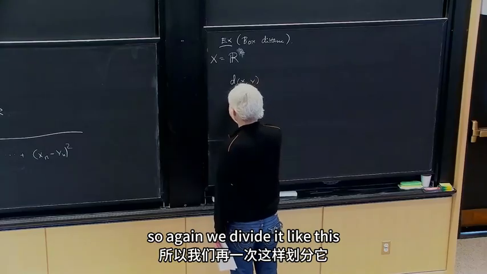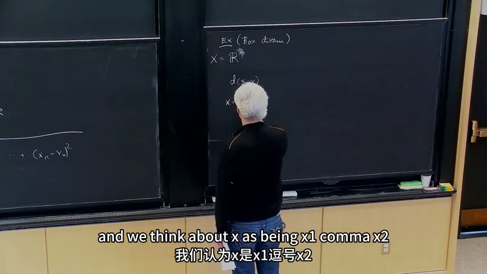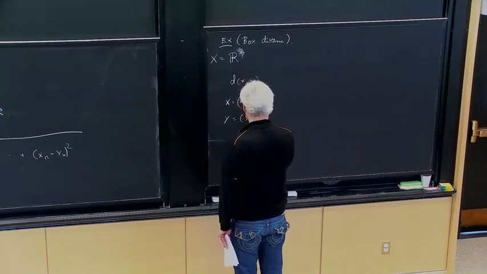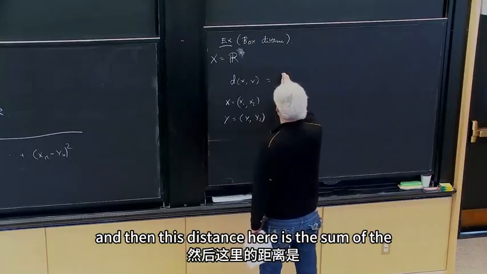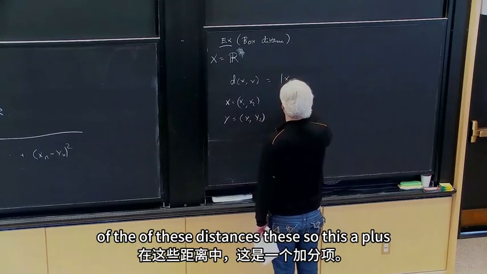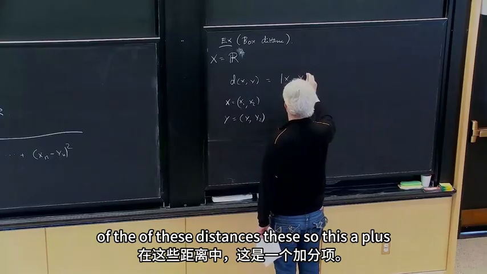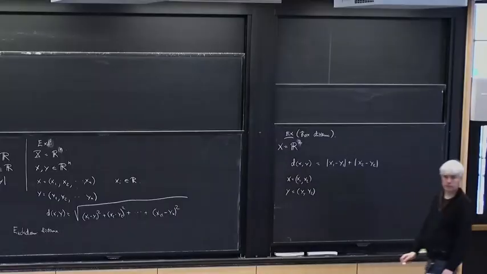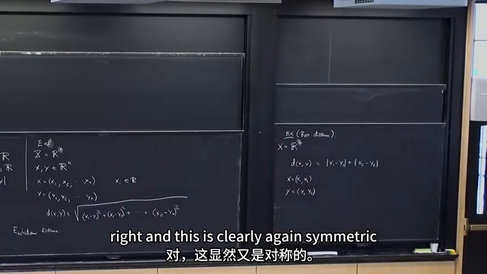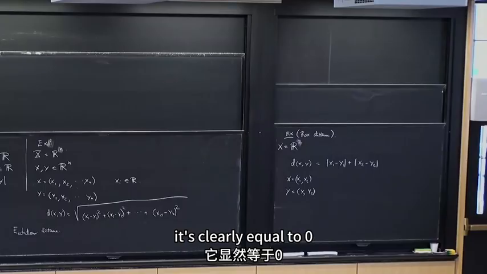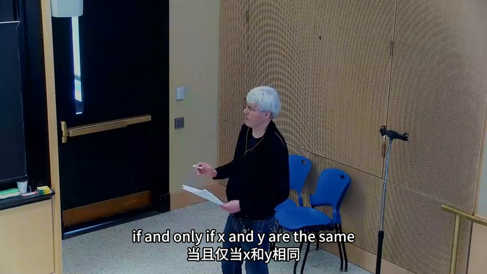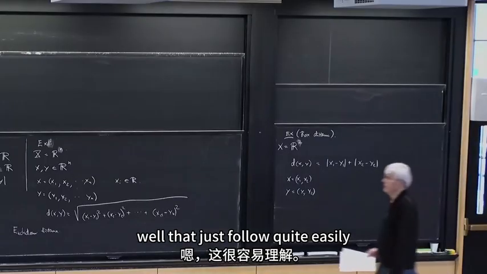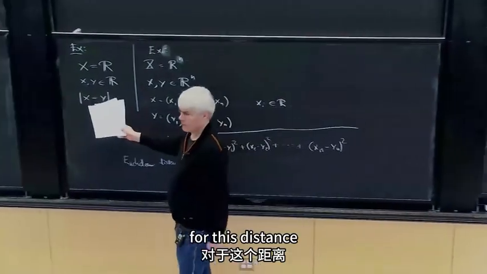So again, we write it like this, and we think about x as being x1, x2, where these are real numbers, y equal to y1, y2. And then this distance here is the sum of these distances. So it's this here plus |x2 minus y2|, like that. Right? And this is clearly, again, symmetric. It's clearly non-negative. It's clearly equal to 0 if and only if x and y are the same.